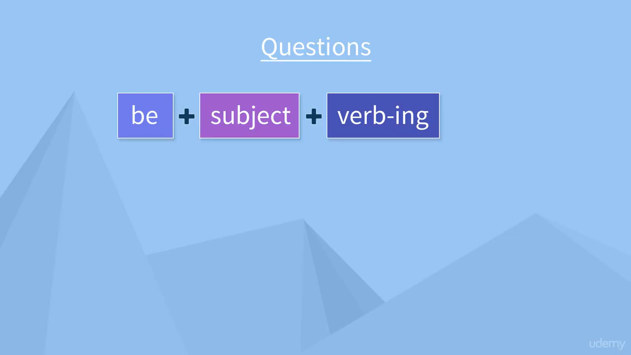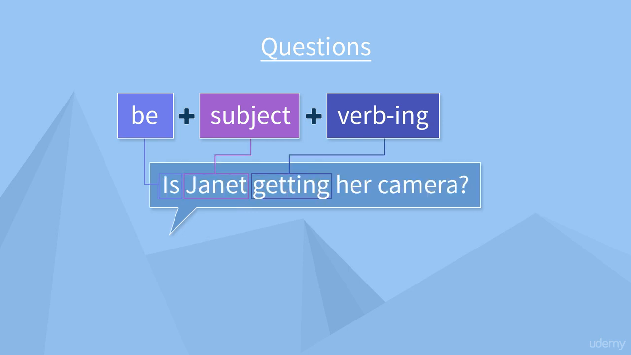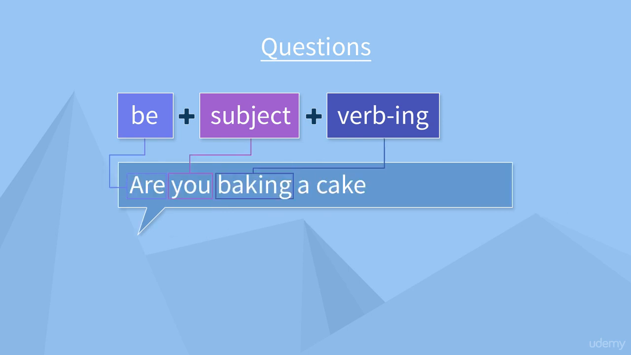Present continuous questions and answers simply swap the subject and be. For example, are you having lunch? Is Janet getting her camera? Are you baking a cake later today?